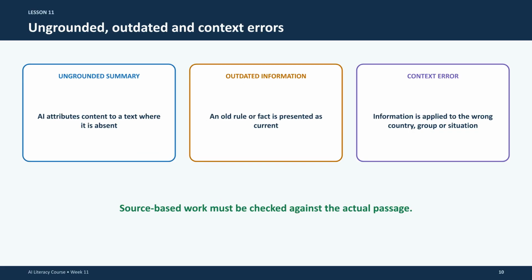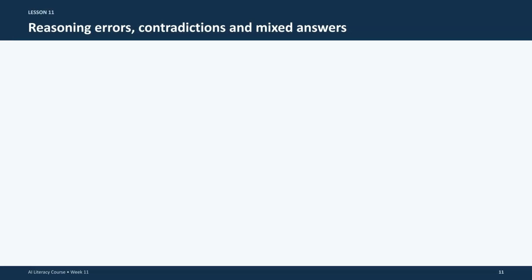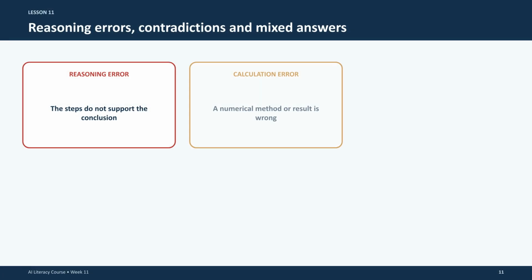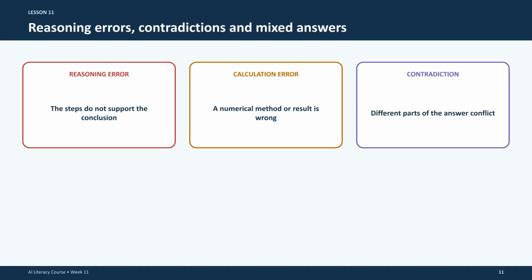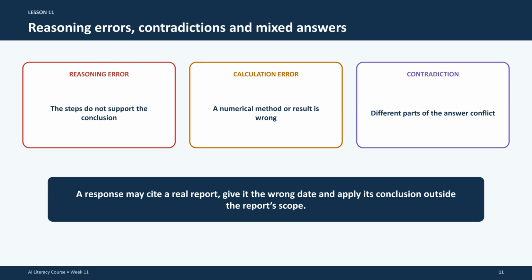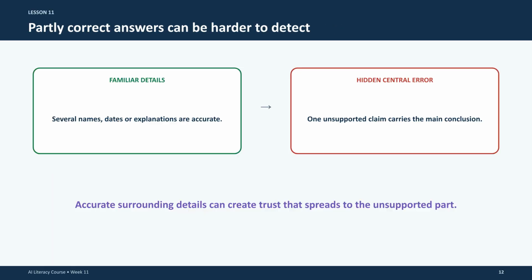Watch out for ungrounded summaries where information is attributed to a source where it doesn't exist, as well as outdated information or context errors. Always check your work against the actual source material. We also see reasoning errors, calculation mistakes, and internal contradictions. A complex response might cite a real report, but then incorrectly date it or apply its conclusions to a situation outside the report's intended scope. Partly correct answers are often the hardest to detect.